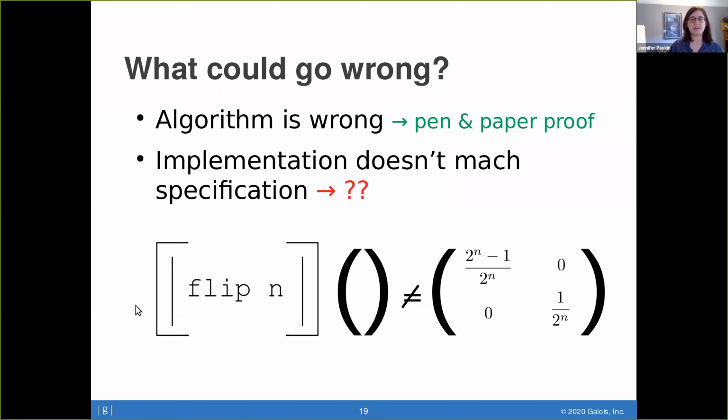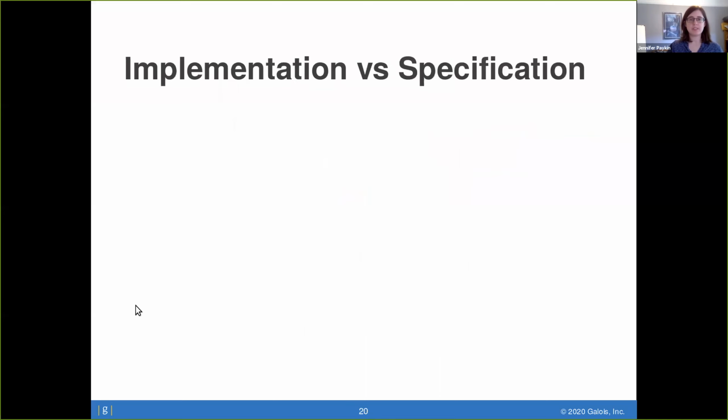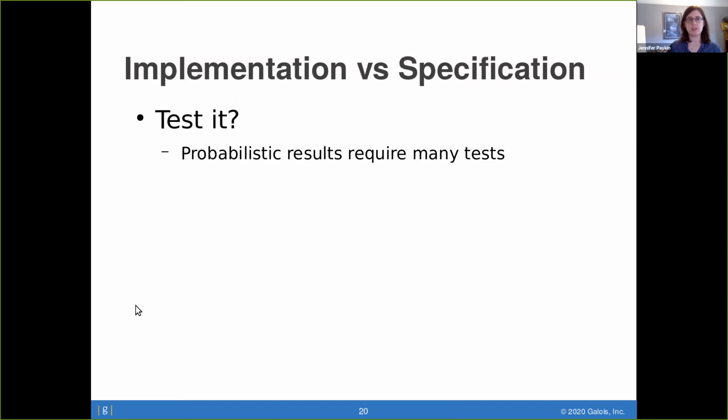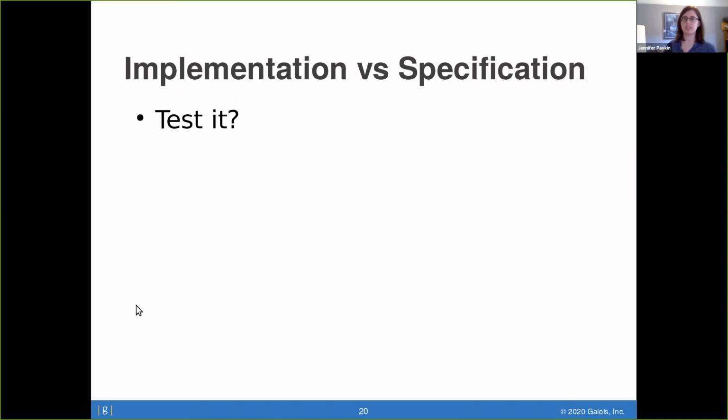All right, so we have some approaches for debugging classical programs. So why don't we just use those for our quantum programs? Okay, so option one is to test it. That sounds good. We should definitely test programs. But there's a couple of subtleties here that make testing difficult.